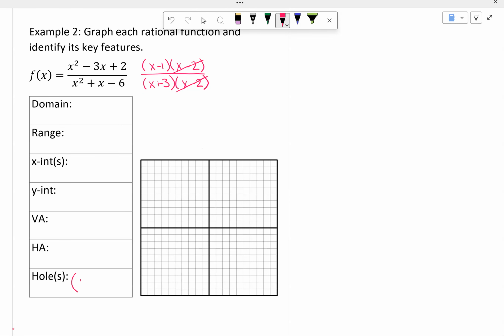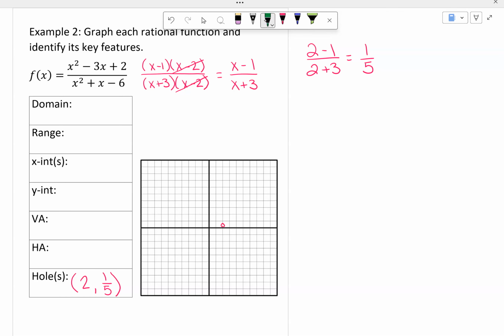That means I have a hole at 2, because, of course, 2 is what would make that 0. So I have x minus 1 left over x plus 3. So let's just go plug that in. So 2 minus 1 over 2 plus 3. That means my y value is 1/5. So I just want to go to 2, and then right above that, I am going to have basically a hole.